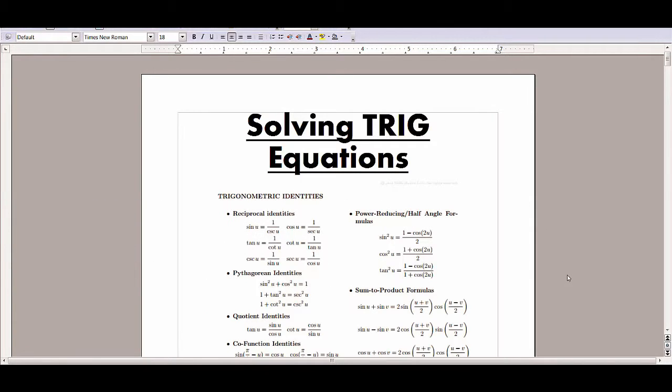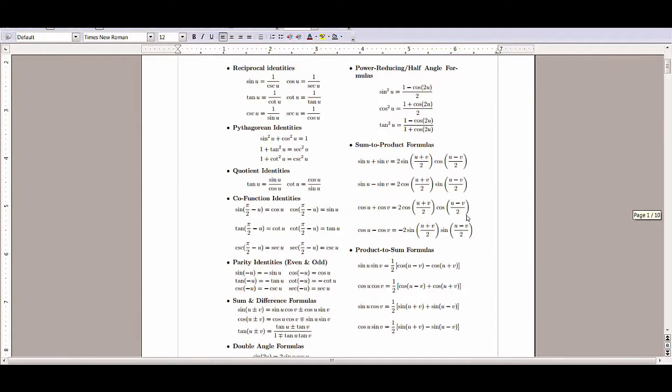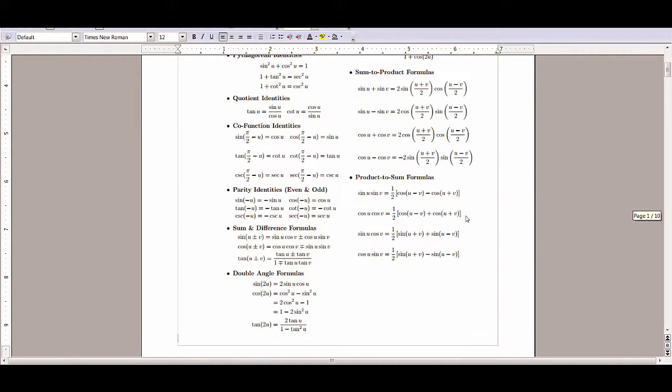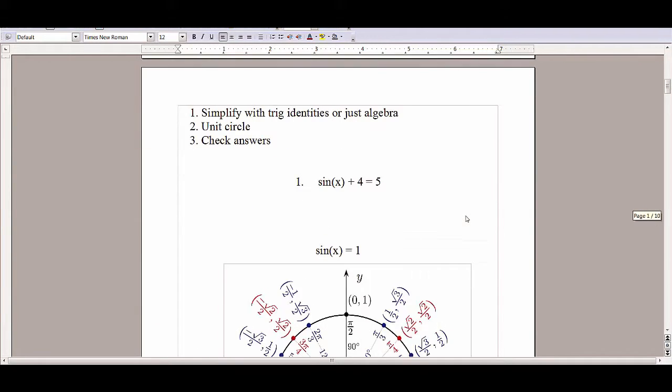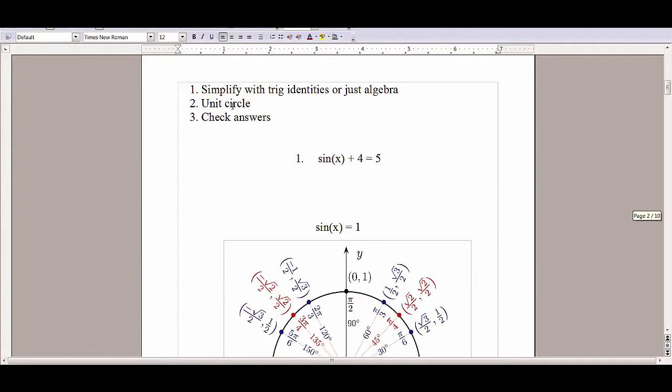My name is MathManKidBoy765304.2, and solving trig equations sounds pretty interesting. Let's take a look. We got some trig identities here. We're going to be using these later, but first let's take a look at what we've got set out for us. The first step is to simplify with trig identities or just algebra. The second step is your unit circle. And your third step is to check your answers.